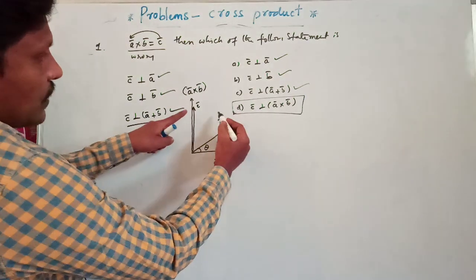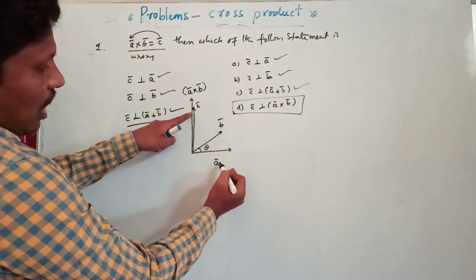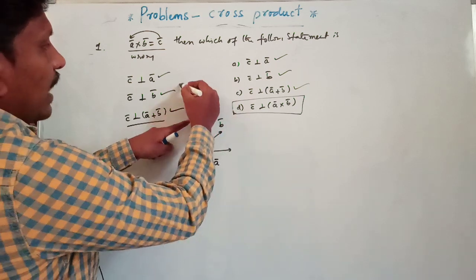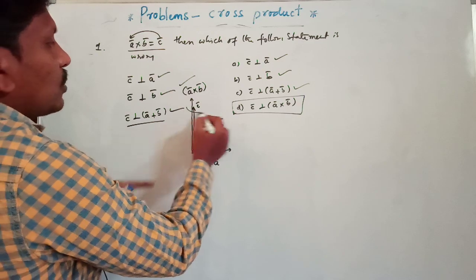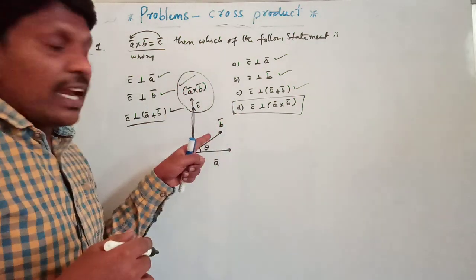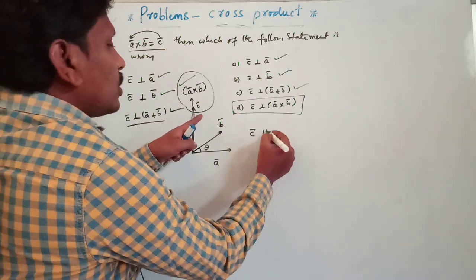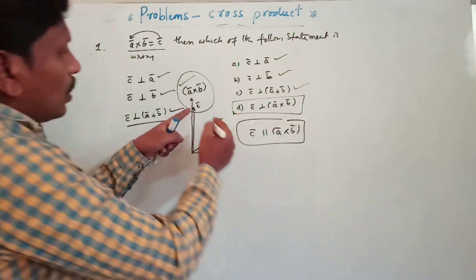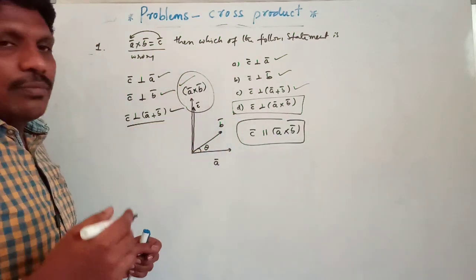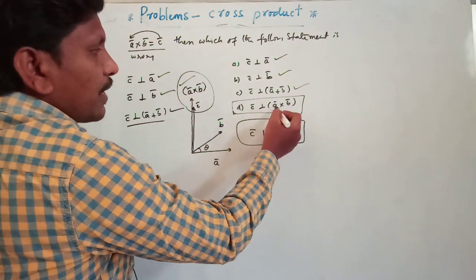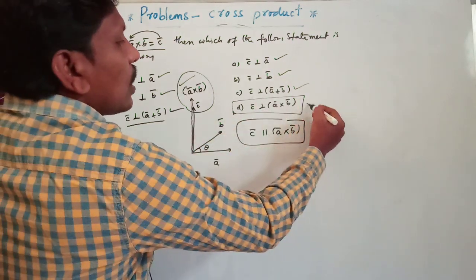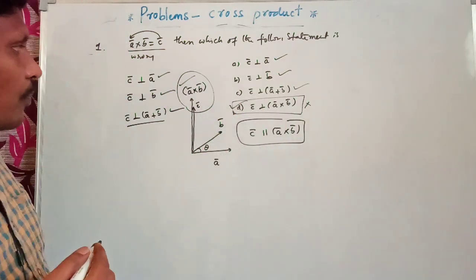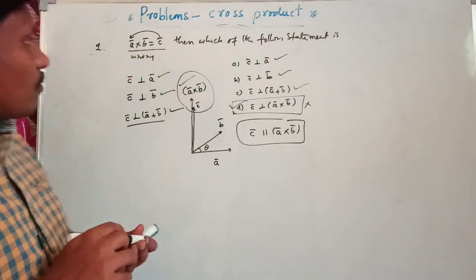Listen to me. C bar is normal to A bar and B bar, and the cross product of A bar and B bar is in this direction, and the C bar vector is also in the same direction. From that we can write that C bar is parallel to A bar cross B bar. It's clear or not? So C bar is parallel to A bar cross B bar, but here it says C bar is perpendicular to A bar cross B bar. This is the wrong statement. So option D is the right answer. Clear? So this is the answer for this question.